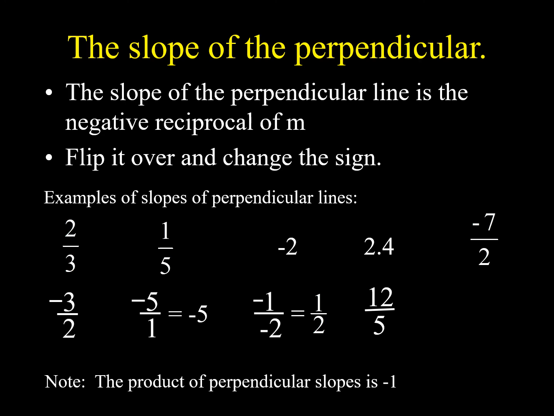And 2.4 is written as 12 over 5. If we are going to get the negative reciprocal, flip it and change the sign. So the negative reciprocal of 2.4 is equal to negative 5 over 12. And negative 7 over 2, the negative reciprocal is, you flip it and change the sign, equal to 2 over 7. So that is how you get the negative reciprocal of a certain slope.